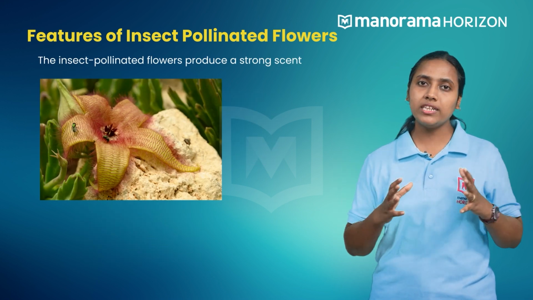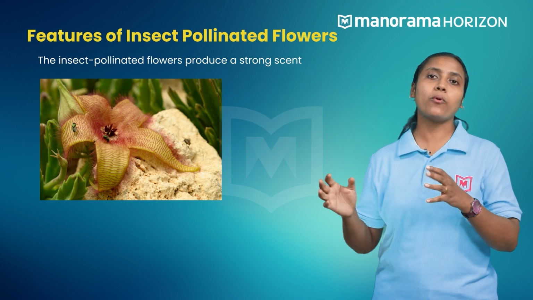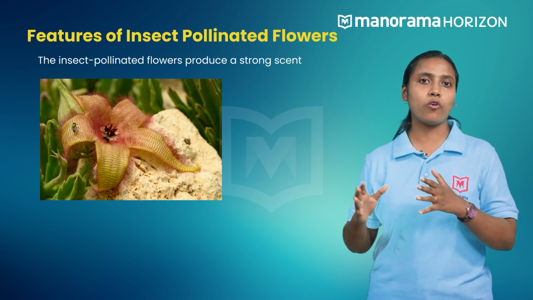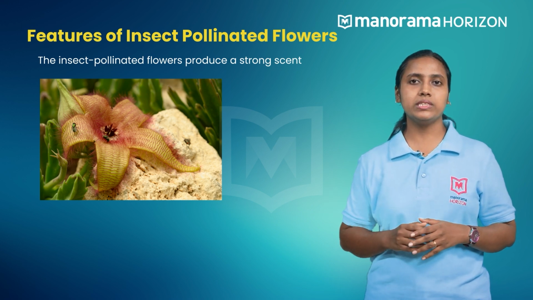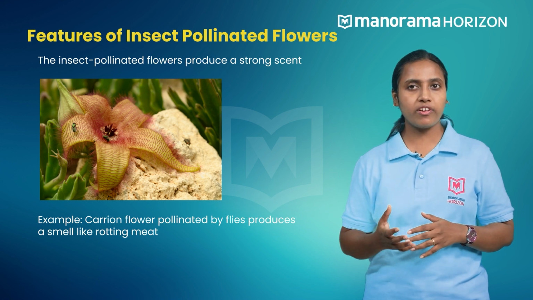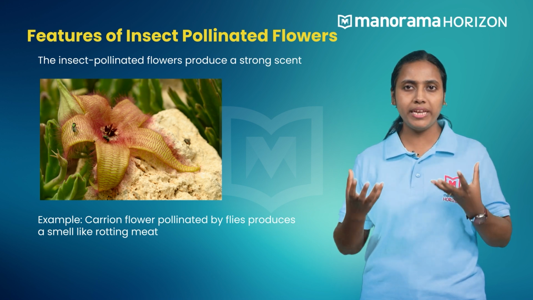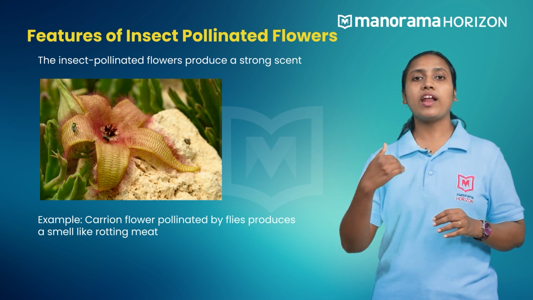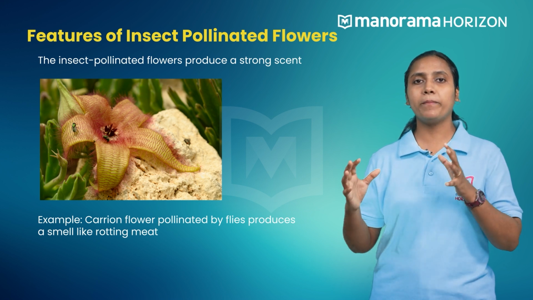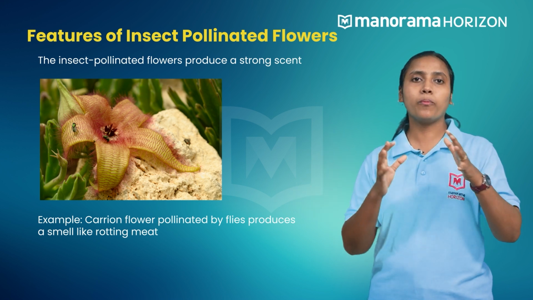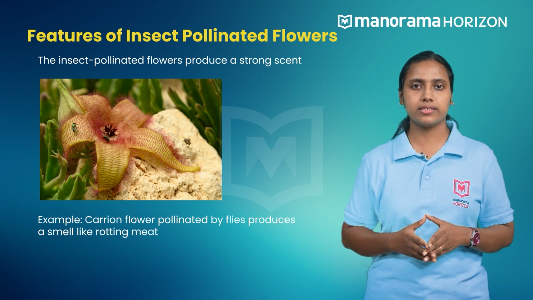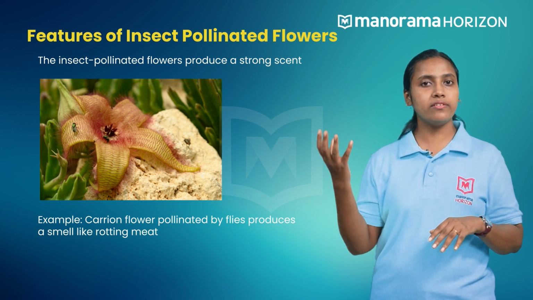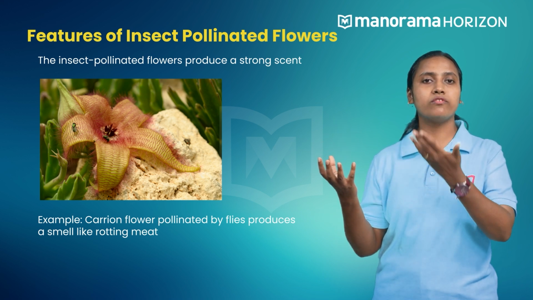Since insects have a well-developed sense of smell, insect-pollinated flowers produce a strong scent that is not necessarily pleasant for humans. For instance, the carrion flower pollinated by flies produces a smell like rotting meat in which these flies lay their eggs. So, the flies visit these flowers to find a place for laying eggs, and in the process, they transfer the pollen grains. However, these flies do not lay eggs on carrion flowers, as the larvae would starve to death.